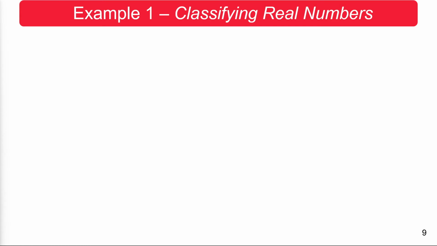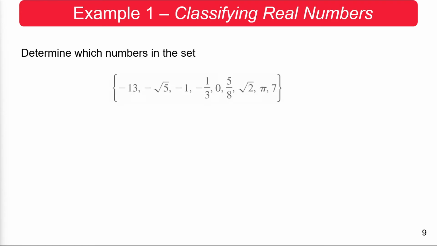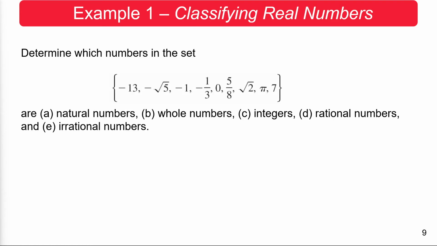So let's have an example. Determine which numbers in the set are natural numbers, whole numbers, integers, rational numbers, and irrational numbers. Let's get started with natural numbers. As you can see here, the only natural number is number 7. Then we are going to move to the whole numbers, which will be number 7 and 0.